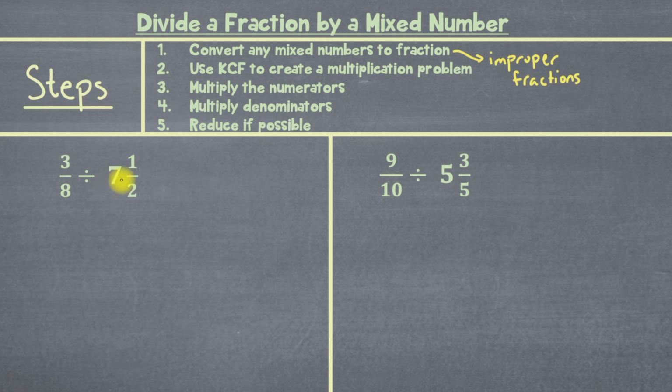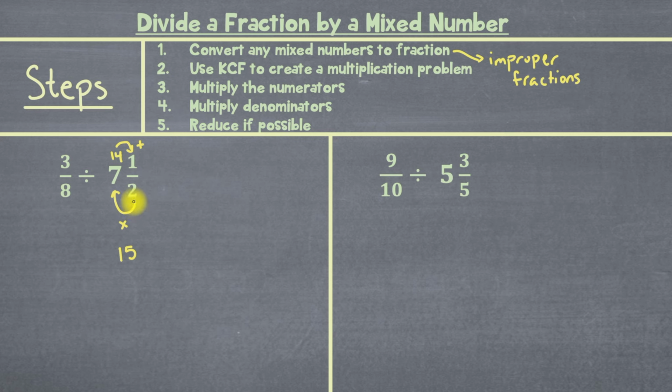Remember that mixed numbers have a whole number and fraction right next to each other. So to convert that to an improper fraction, we'll take our denominator and multiply it by the whole number. So 2 times 7 is going to give us 14. Then the last step is to make sure we add our 14 plus the numerator. So 14 plus 1 equals 15. So we'll write that here.